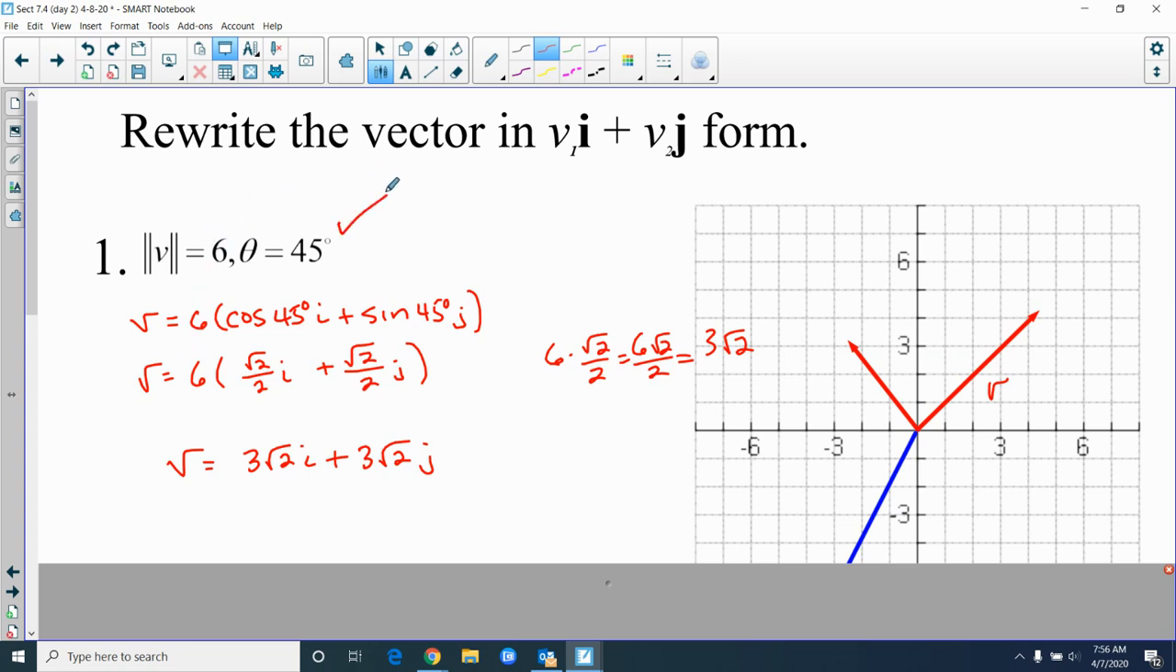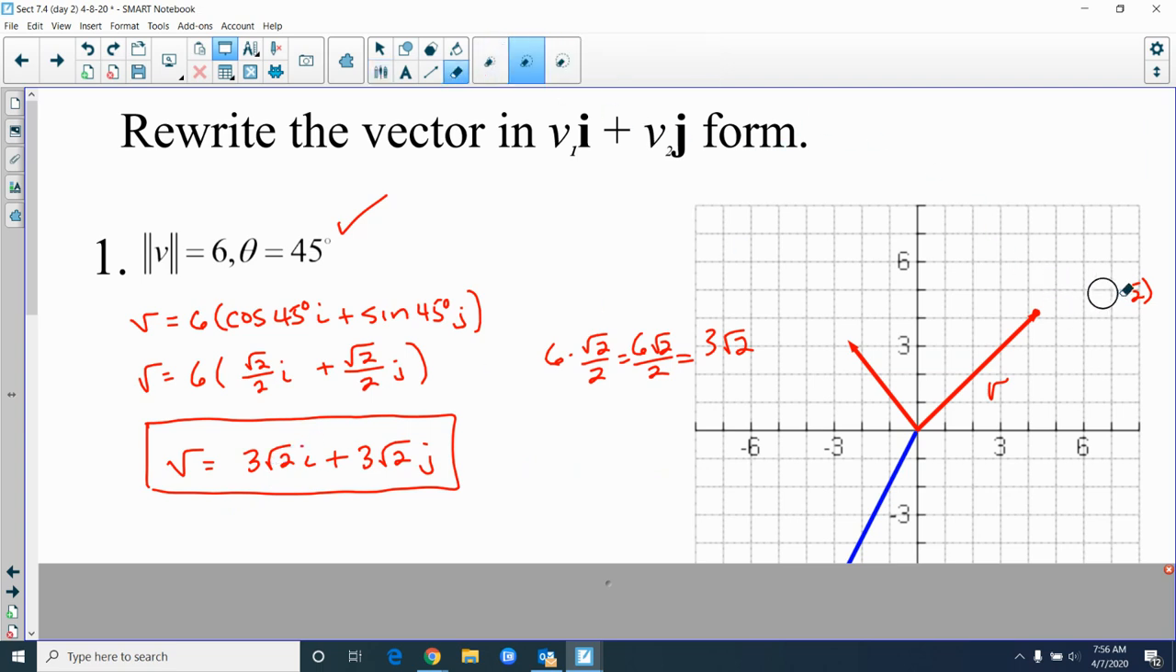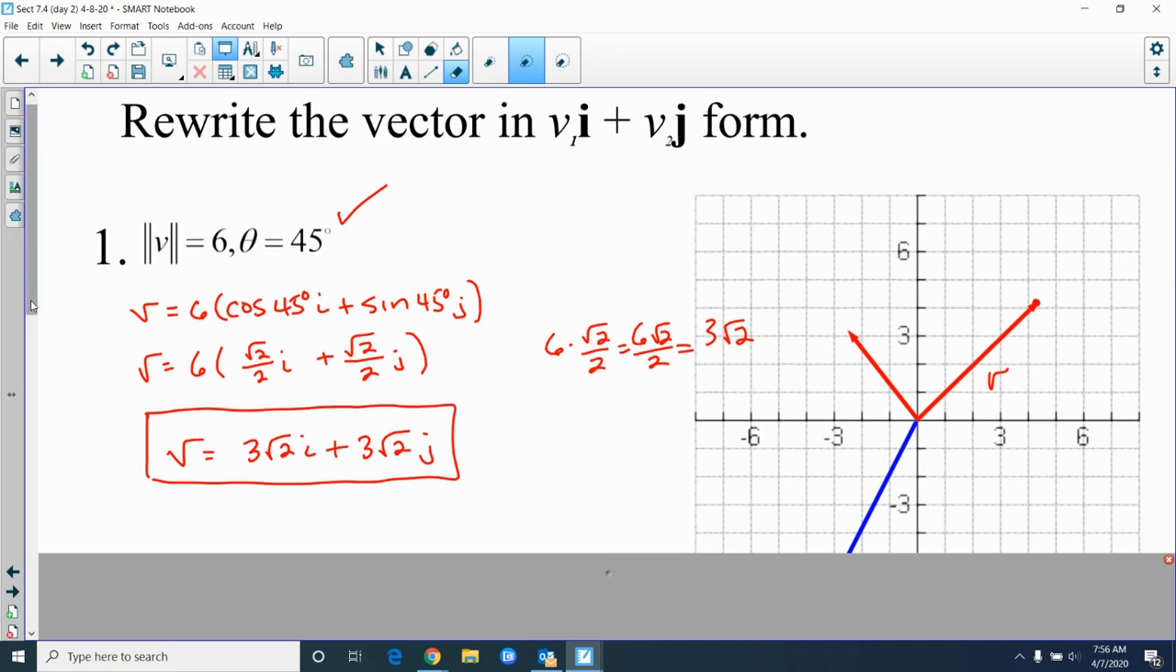So we took the magnitude and direction and converted to what we're going to call ij form. We're telling you that the endpoint right there would have the coordinates 3 radical 2, 3 radical 2. Those are the end coordinates of it, and we attach an i to the x coordinate and a j to the y coordinate.